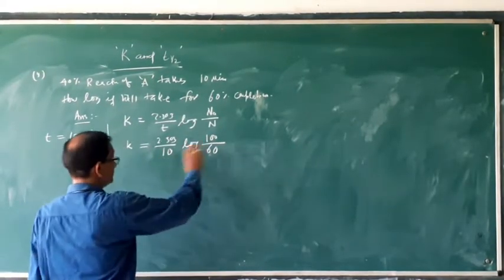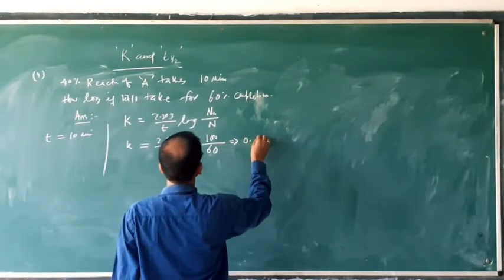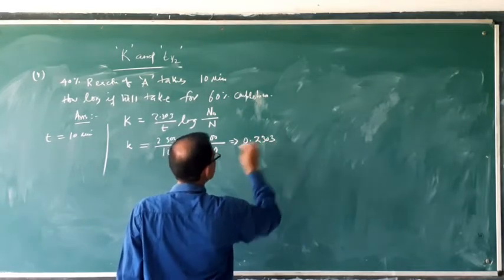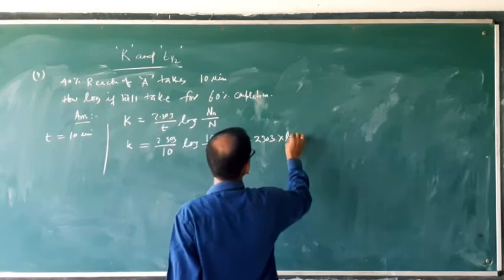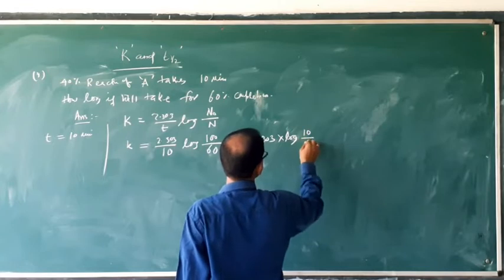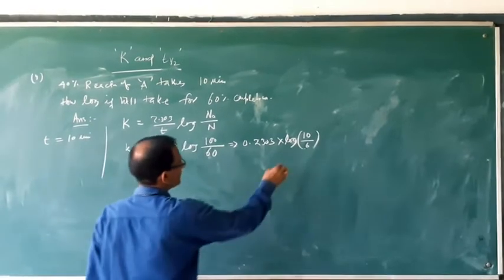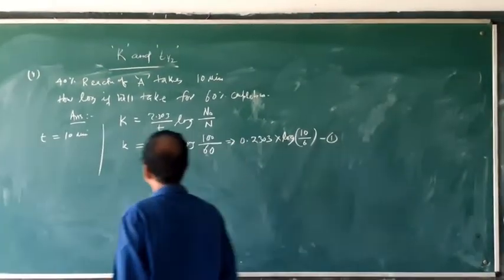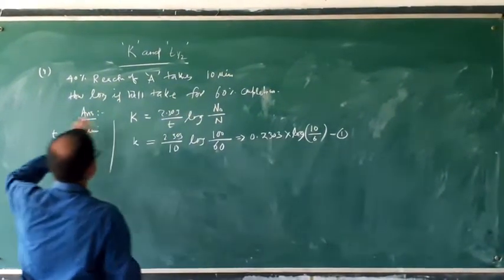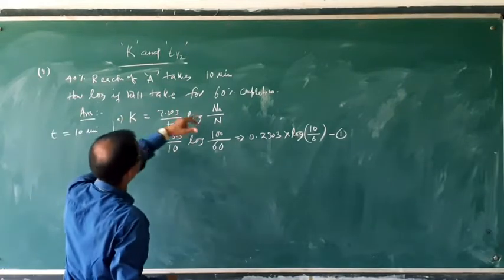Then your answer will be 0.2303 into log 10 by 6. This is the K value, equation 1. This is the first calculation. Second calculation: for the second data, how long will it take for 60% completion?